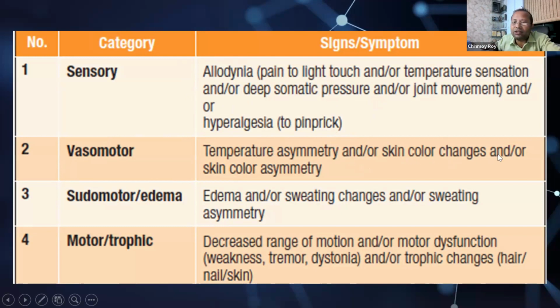So this is actually due to the blood supply. If there is too much blood supply, there will be pink discoloration, as I showed you in the picture, and there will be increased temperature also. And if blood circulation has become less, then it will become bluish discoloration and the skin color also goes down. Okay, then pseudomotor, so edema or sweating changes, both come under pseudomotor changes.